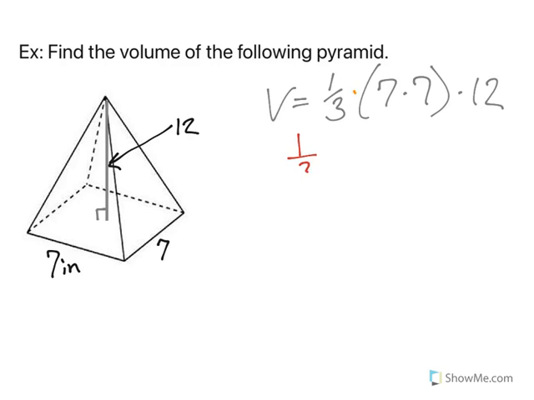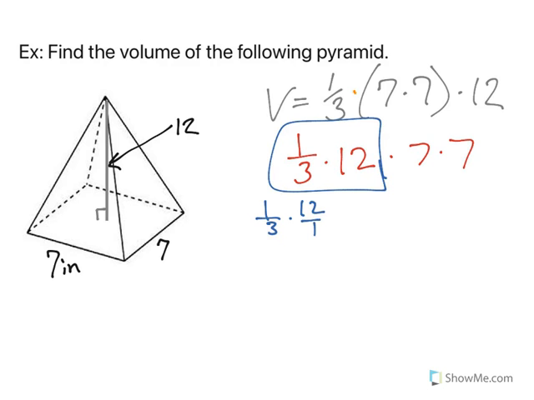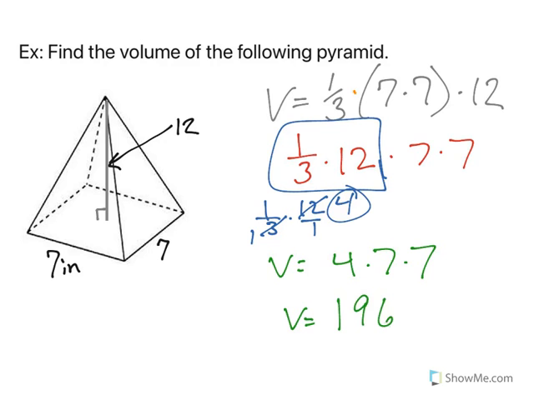Well, if I would do 1/3 times 12 and then 7 times 7, think about this. If I put 12 over 1, 3 goes into 3 one time and 3 goes into 12 4 times. So 1/3 of 12 is 4. So I really just have 4 times 7 times 7. Right, so I can simplify first. And when I do that, 4 times 7 is 28. 28 times 7 is 196 cubic inches. Okay, now that's fun, right?